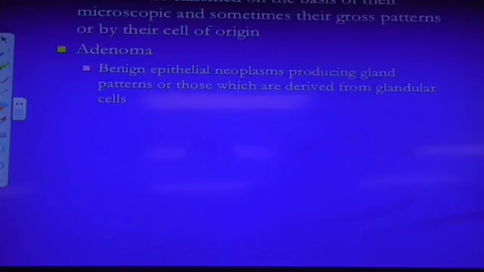And also, histology or histopathology is usually the, what do they call it? The gold standard for diagnosing. Okay, great.